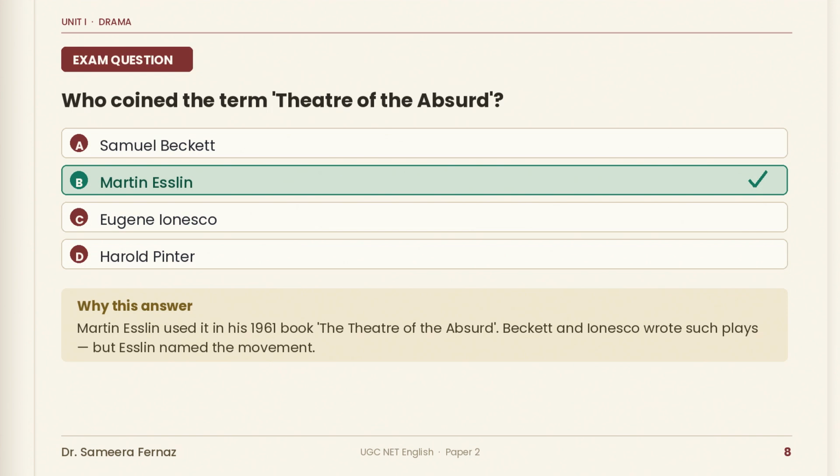Here is your exam style question. Who coined the term Theatre of the Absurd? Option 1 Samuel Beckett, Option 2 Martin Esslin, Option 3 Eugene Ionesco, Option 4 Harold Pinter. Think for a moment. So the correct answer is Option 2, Martin Esslin. He used the term in his 1961 book, The Theatre of the Absurd. Remember, Beckett and Ionesco wrote such plays, but Esslin named the movement.